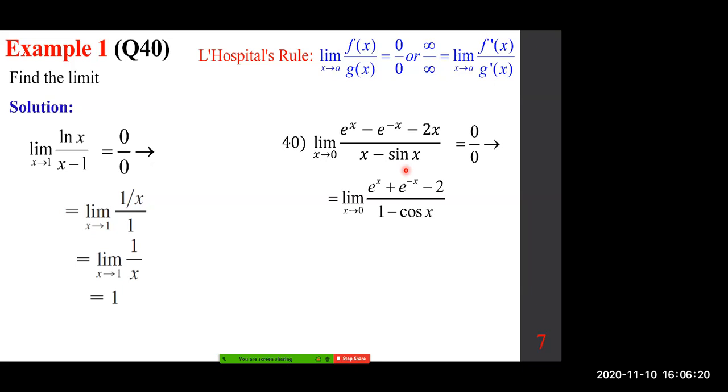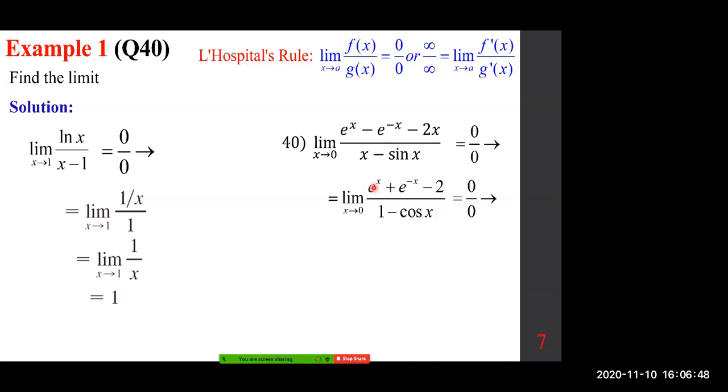Again, I want to make sure everybody understands that the derivative of negative e to the power of -x becomes positive, okay? All right, plug in. You get 1 plus 1 minus 2, 0. Cosine of 0 is 1. And I hope you see that you get 0 over 0. Again, so you can use L'Hopital's rule again.